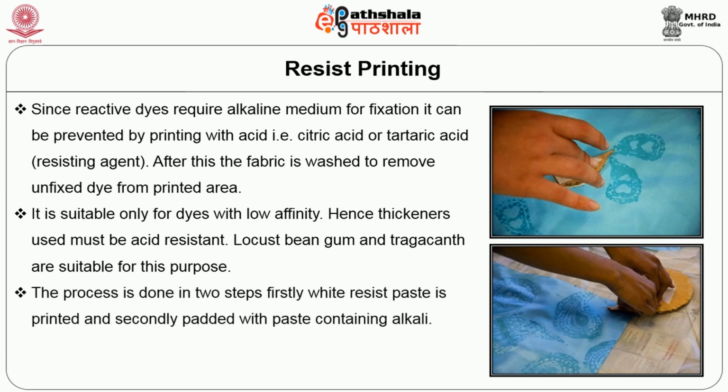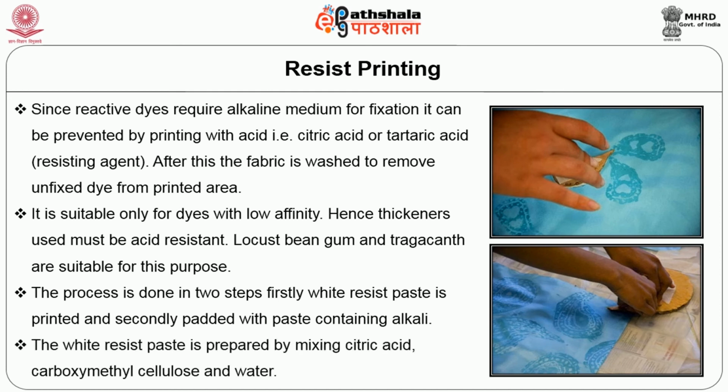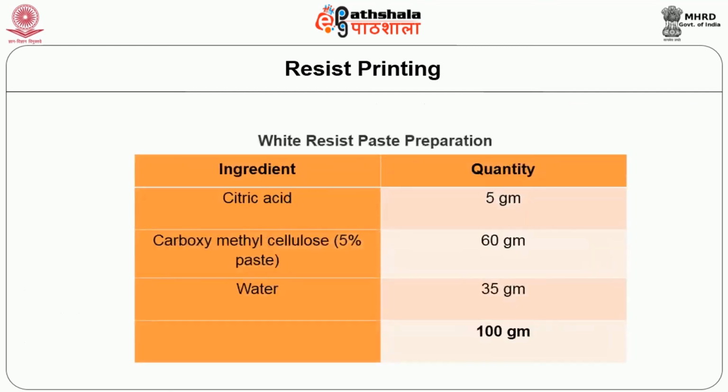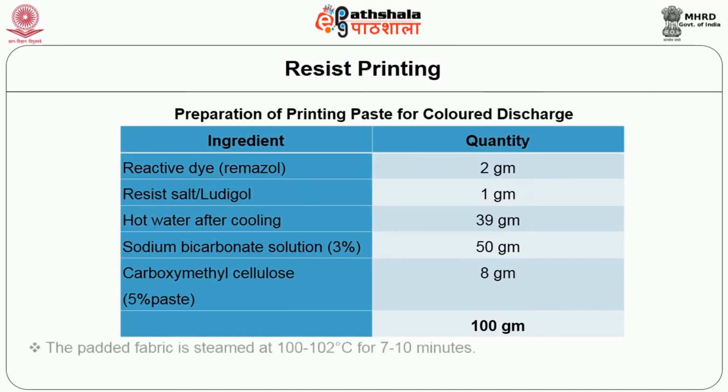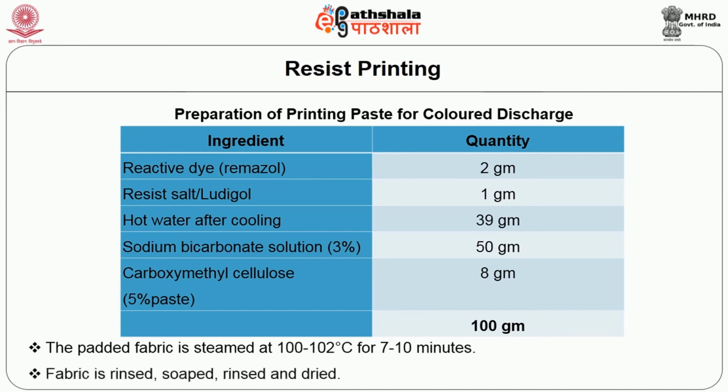The process is done in 2 steps. Firstly, white resist paste is printed and secondly padded with paste containing alkali. The white resist paste is prepared by mixing citric acid, carboxymethyl cellulose and water. Color resist paste is prepared by mixing reactive dye, resist salt, water, sodium bicarbonate and carboxymethyl cellulose. The padded fabric is steamed at 100 to 102 degrees centigrade for 7 to 10 minutes. The fabric is rinsed, soaped, rinsed and then dried.